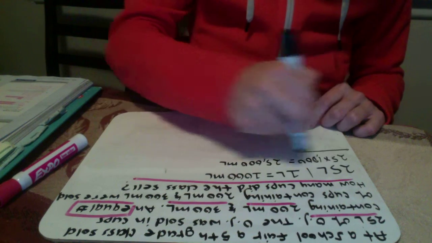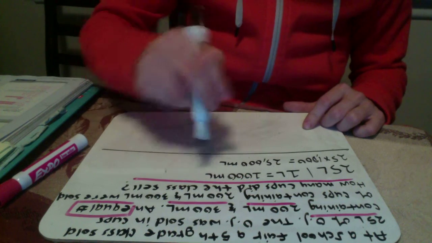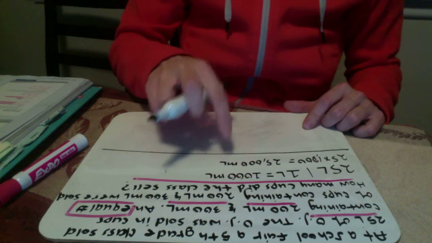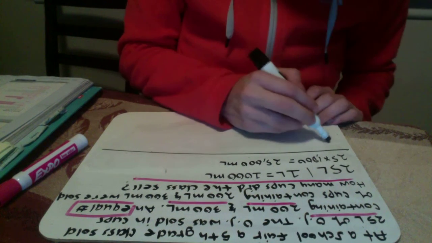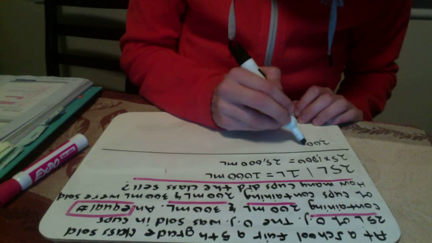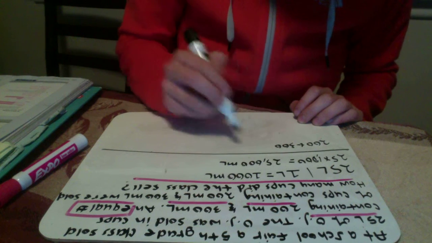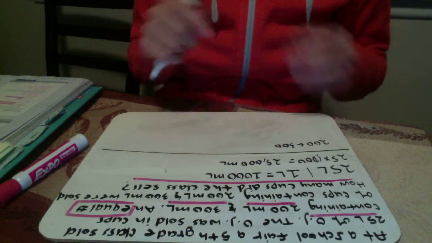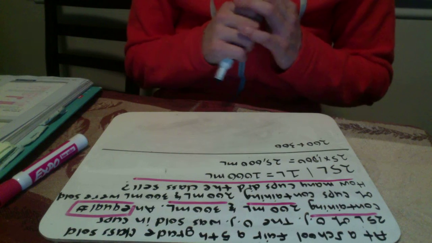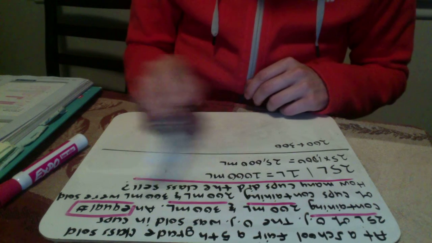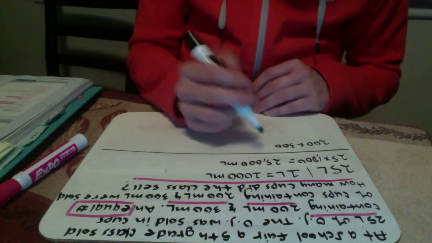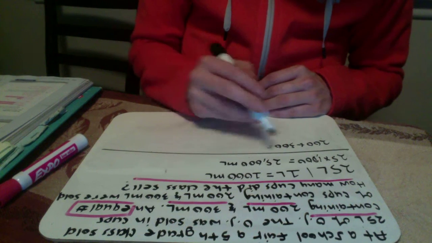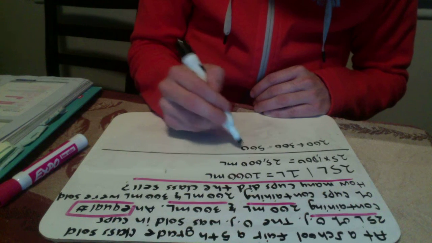The next thing I'm going to do after I've converted my liters into milliliters, so I'm working in the same unit, is turn my 200 and my 300 milliliters into one unit so I can more easily divide them. Then I'll separate them again at the end, because I know that an equal amount of cups containing those two increments were sold. So 200 milliliters plus 300 milliliters is 500 milliliters.